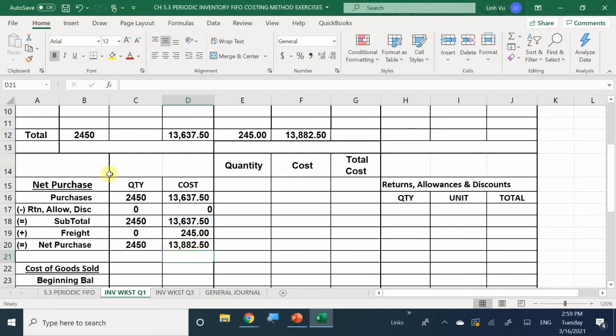$13,882.50. So again, the guidelines are right here in parentheses on the left-hand corner. If you figure it out right here, you apply the purchases, you subtract your total returns and allowances to get your subtotal. Then you add your freight to get your net purchases. So there is your net purchases, which is exactly what we have right up here. Yes, it's kind of doing double work, but it's in case we do have purchase returns and allowances, we can fill that information right here.